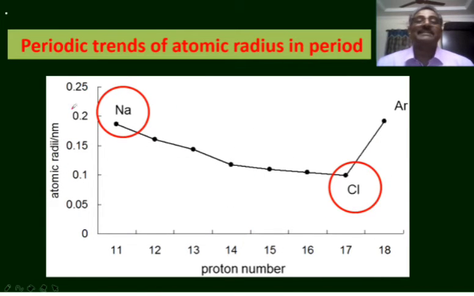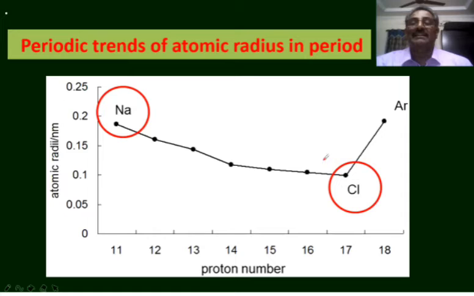The graphical representation of the variation of atomic radius in the period can be observed like this. Sodium, that is with atomic number 11, then the element with atomic number 12, decreased, further decreased, further decreased, till chlorine. From chlorine to argon, there is an abrupt increase in the atomic radii. This is the graphical representation of the variation of atomic radius in the second period. In the other periods also, the radii vary like this.